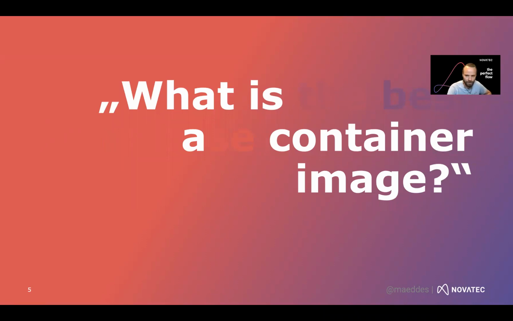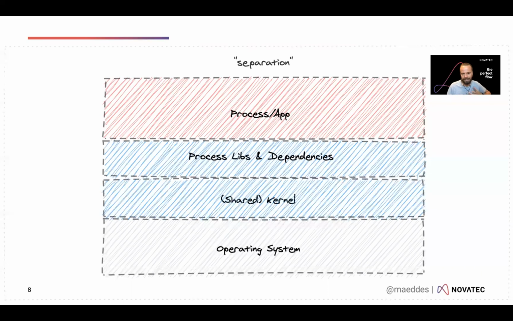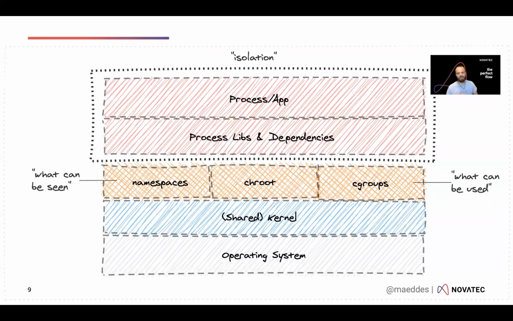Let's go quickly over what actually is a container image, or even start a step earlier: what is a container. I'm going to fast forward through this because I'm pretty sure you mostly have heard about that. In the end, the idea of a container is to have a separated, or even better, isolated process or application that brings along all its libraries and dependencies, a fully self-sufficient component that can pretty much run everywhere. It's separated from a shared operating system kernel by various system calls.